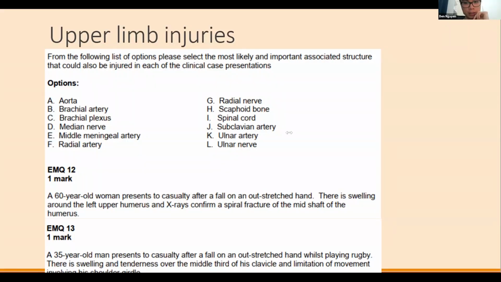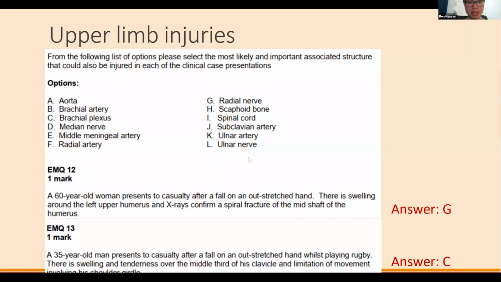Alrighty. Got a range of answers here. So go through the answers. So for question 12, it's G, and for 13, it's C. The reason why question 12 is G is because the radial nerve runs through the mid shaft of the humerus. So I think this is just an important fact that faculty wants you to know.